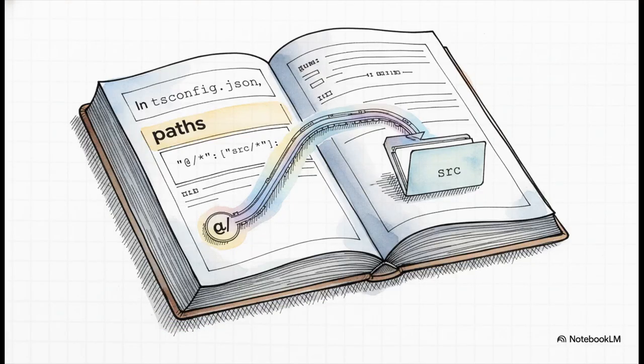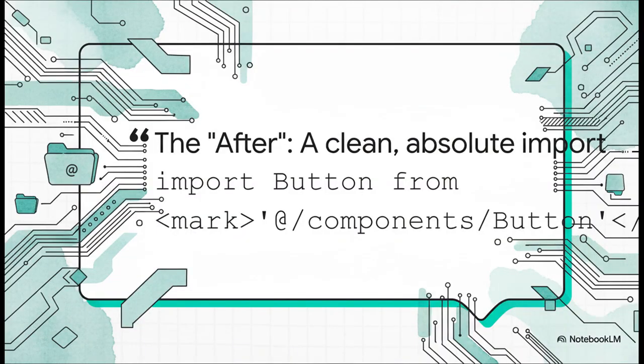Well, the fix is beautifully simple. You just open up your tsconfig.json file, and under the compiler options, you add this little paths property. This rule right here simply tells TypeScript, hey, anytime you see an import that starts with the @ symbol, I want you to look in the source folder at the root of my project. And boom, look at the result.